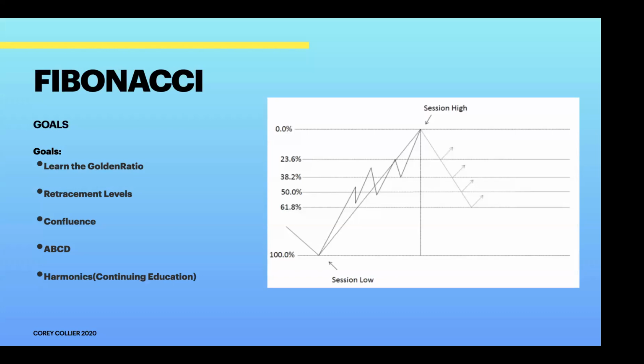All right, so what are the goals of Fibonacci, guys? The goal is to learn the golden ratio, to learn the retracement levels, how to react, build confluence, and learn A, B, C, D. A is a swing point, B is a swing point, C is your entry, D is your take profit. And then, of course, harmonics is going to be in the continuous education later down the road, not in the beginning class.